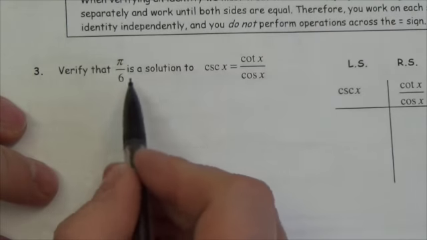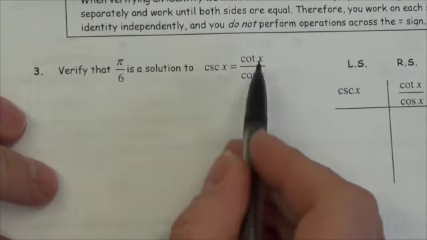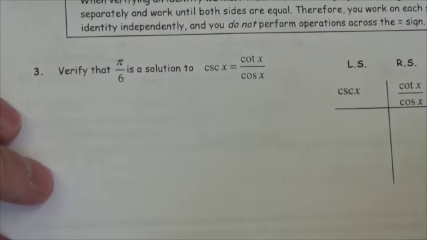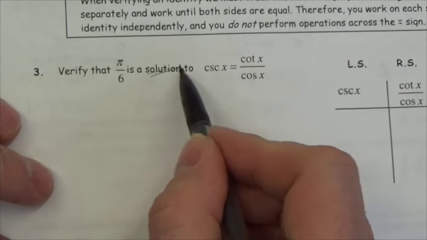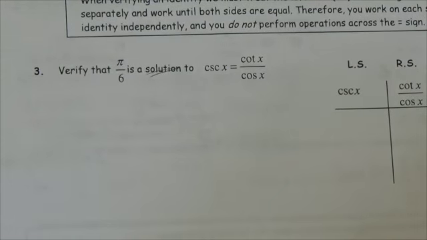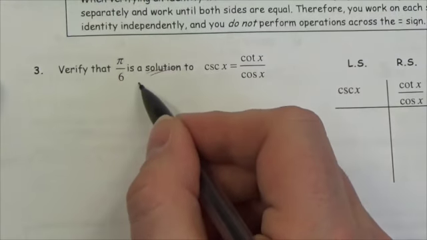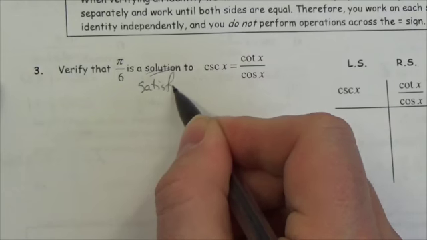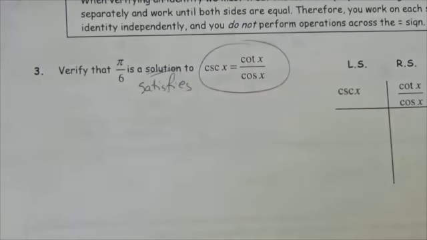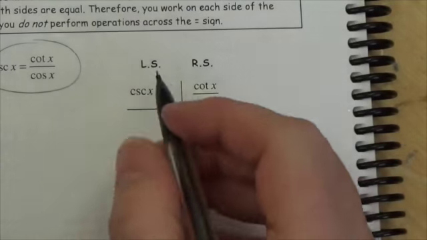Verify that pi over 6 satisfies cosecant of x is equal to cotangent of x divided by the cosine of x. Okay, so what this means is we're going to take pi over 6 and plug that in. Now, we shouldn't actually say it is a solution to, because we're not really solving an equation. We're just showing that this is an identity, so we're going to verify that pi over 6 satisfies that expression.